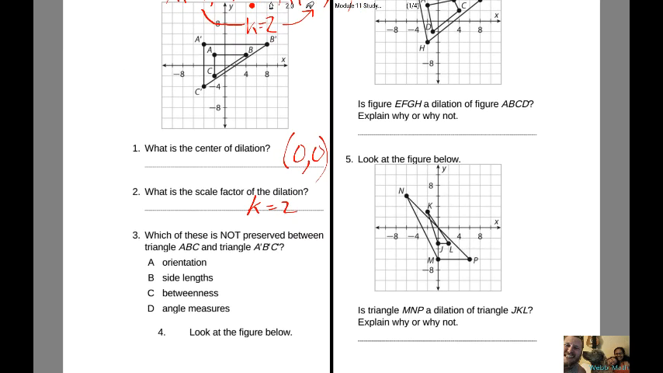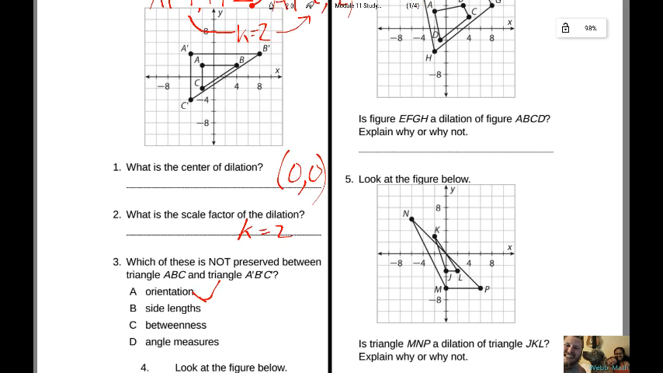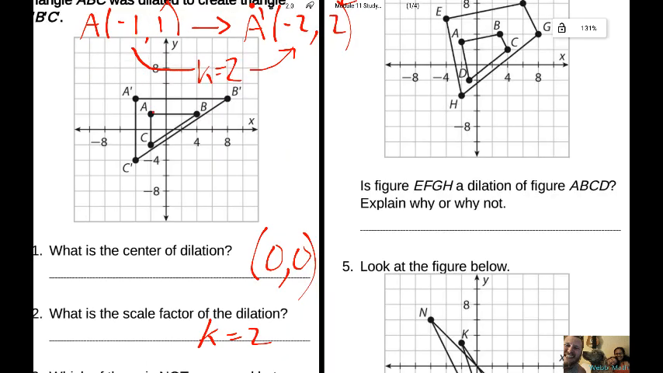Number 3, which is not preserved between triangle ABC to A prime, B prime, C prime. Well, it's dilation, so orientation, that's got to be preserved. If you look at your picture, orientation just says this. Point A is in the top left, well, A prime is in the top left. B is in the top right, well, B prime is in the top right. And C is in the bottom left, and C prime is in the bottom left. That's all it's saying. So orientation, check.